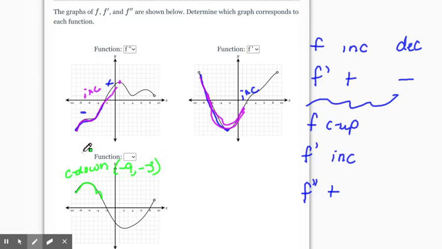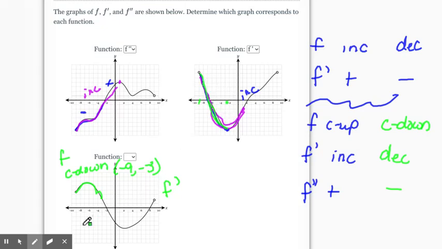So if this is the original function, then concave down, the first derivative would be decreasing, and then the second derivative would be negative. So then that would mean f prime should be decreasing from -9 until -3. Hey, look, it's decreasing from -9 until -3.